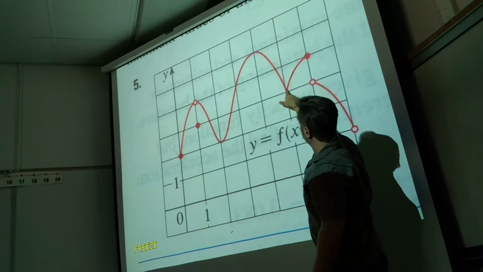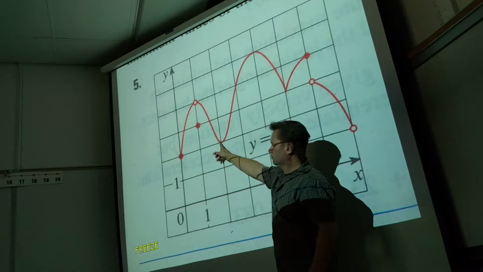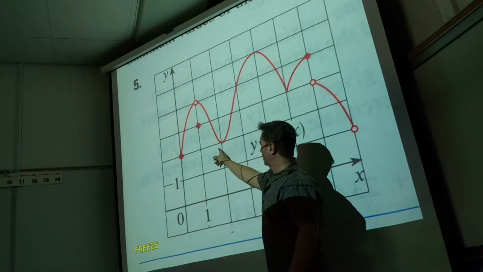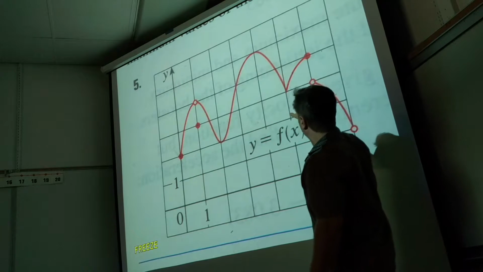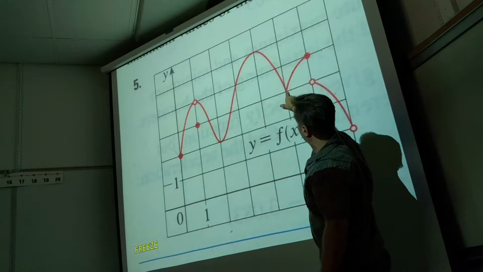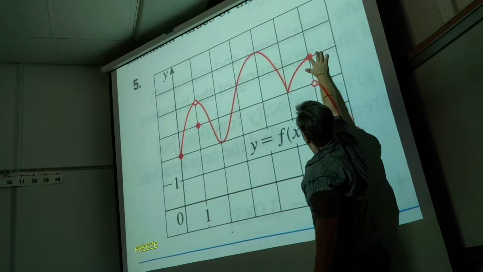Now, let's talk about this. So here, there's definitely a local min, right? Because it certainly has a 0 or undefined. And here's 0 slope. It's the lowest point in the local area. Here, there's definitely a local min. Yeah, this is a local max.